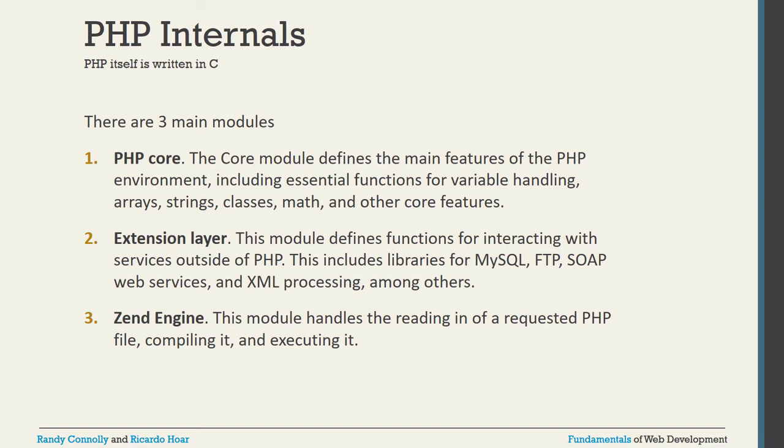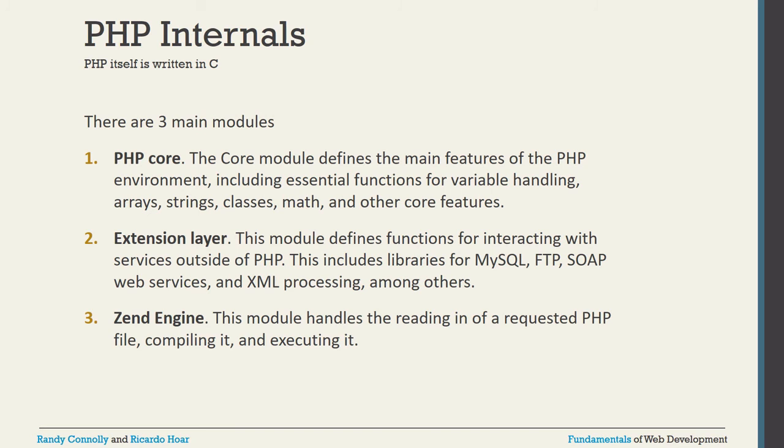One more thing is very important, that is PHP internals. PHP has three modules: one is the PHP core, the next is the extension layer, and the third is the Zend engine. The PHP core defines all of the main features of PHP, like the PHP environment, essential functions, variable handling, arrays, strings, classes, math, and any other core feature that is part of the PHP core. Next thing is the extension layer.